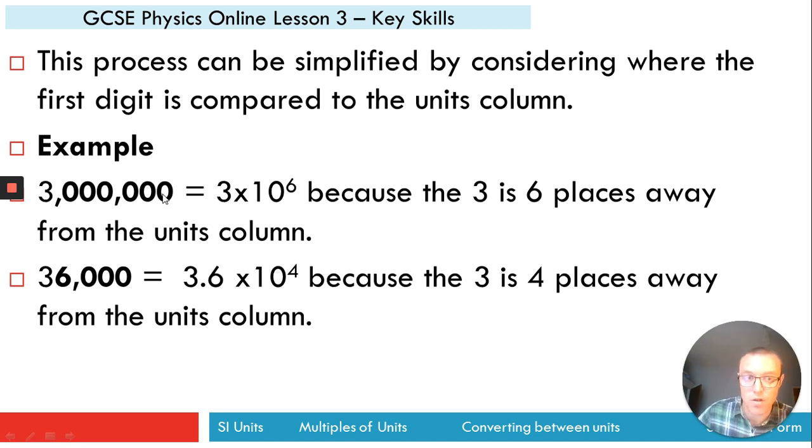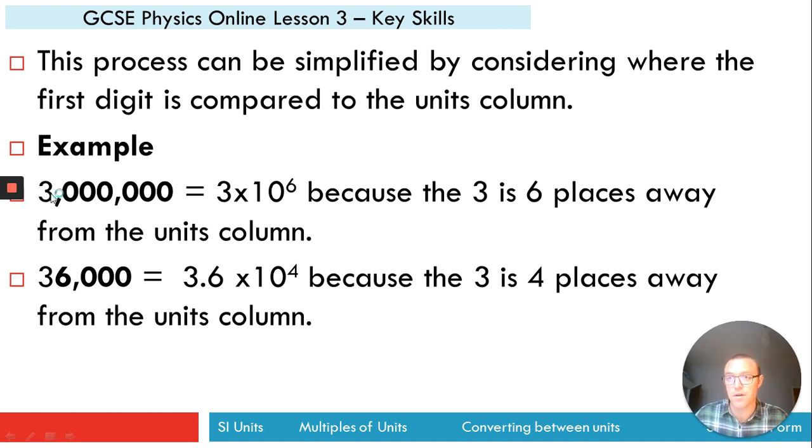Okay, so the unit column, I didn't know this until today when I was researching this lesson because I had to look up some maths, but the unit column is this column here. For 3 million, the unit column is the ones column. This column of numbers is the tens, this is the hundreds, thousands, tens of thousands, hundreds of thousands, millions. The unit column is this one.